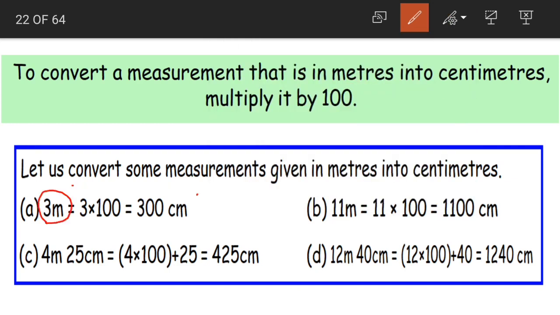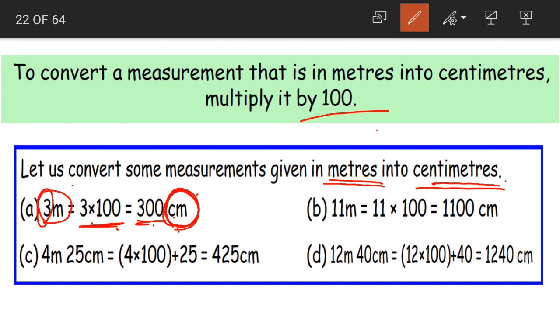3 meters. Again, what are we doing here? Converting meters into centimeters. Just now we have learned to convert meters into centimeters. We simply have to multiply by 100. So 3 meters is nothing but 3 into 100. The answer would be 300. And what is the unit now? The unit of measurement is centimeters. As we have multiplied by 100, meters have now become centimeters.